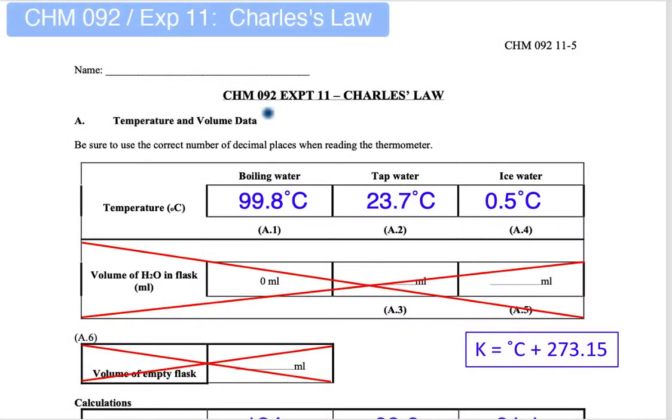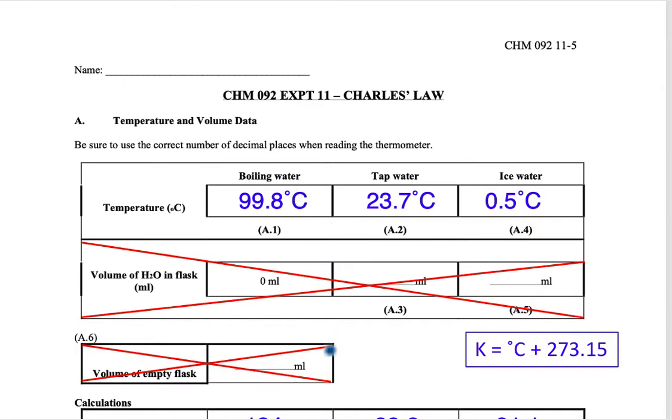So in this video, I want to discuss experiment 11 on Charles's law. This is one of the gas laws that we see in chapter 11. Now, there's no video showing you the data that's seen here.